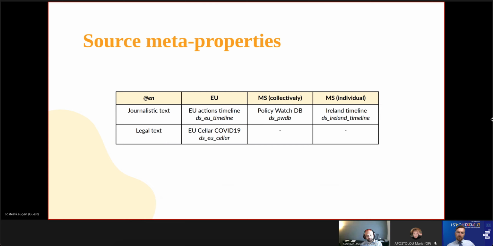How do they characterize in terms of meta properties that we mentioned earlier? So we see that mostly we are dealing with journalistic texts from the EU timeline, from the Ireland timeline, and from the PVDB dataset, we have mostly journalistic genre and legal texts.